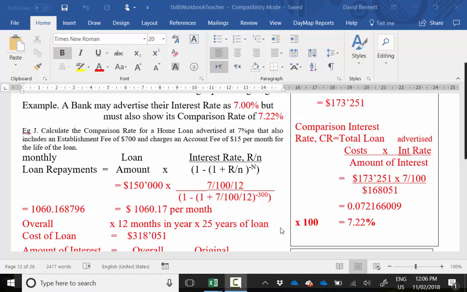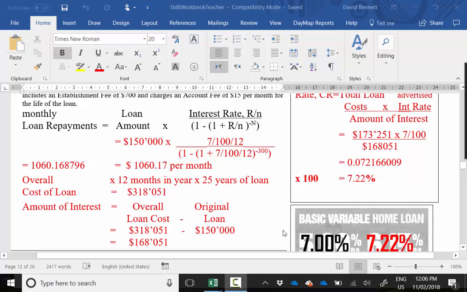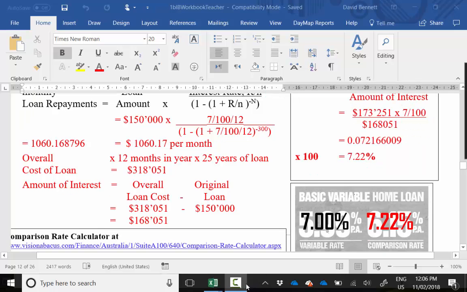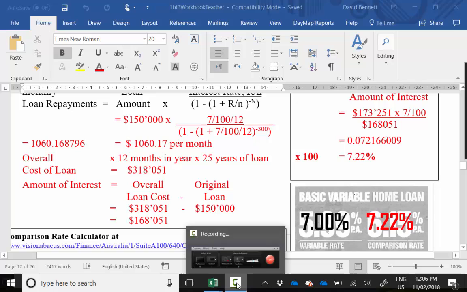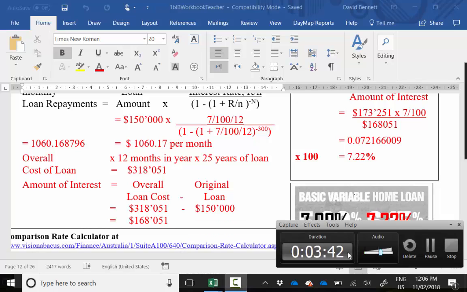Hopefully this example makes sense. You've got your notes there, so you need to go through that process and work that out for yourself at some stage.